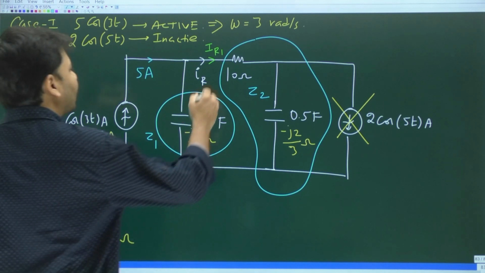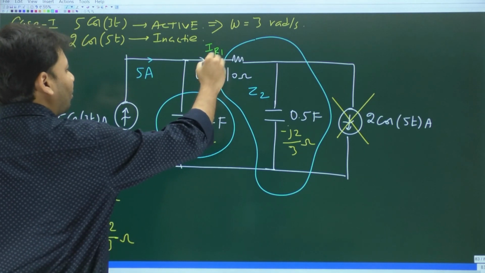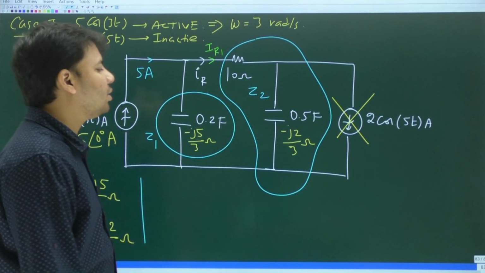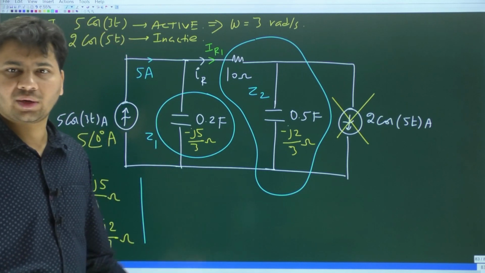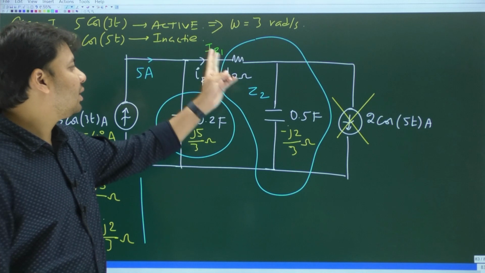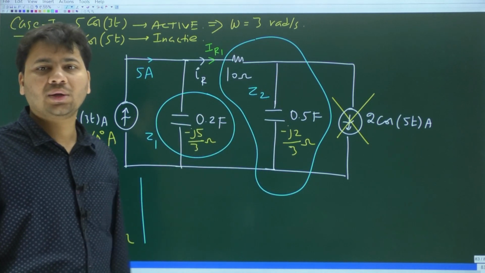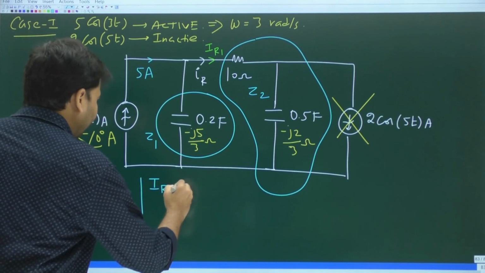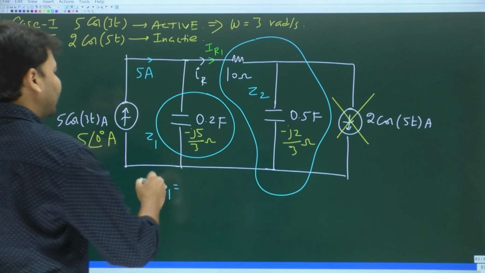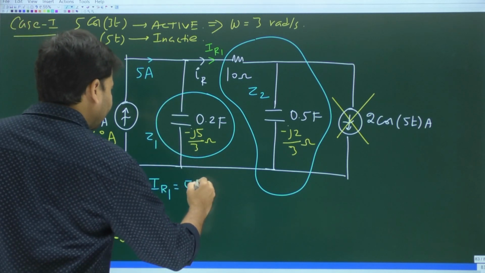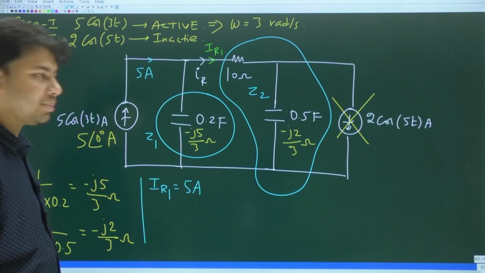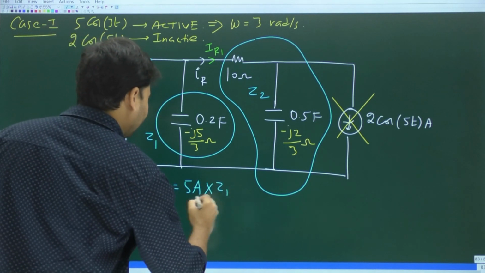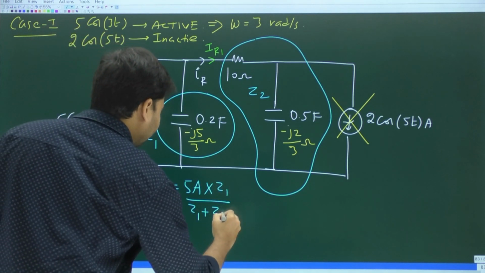And we want to find the current IR1. IR1, is it not the current flowing through Z2? Yes. So current flowing through Z2, would it not be proportional to Z1 in case of current division for two impedances? Current in one impedance will be proportional to the other impedance. First you write the current that is getting divided between the two impedances. The current that is getting divided is 5 amperes. So 5 amperes into current through Z2 will be proportional to Z1, Z1 divided by Z1 plus Z2.